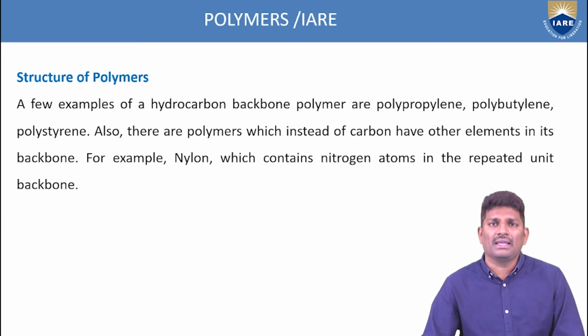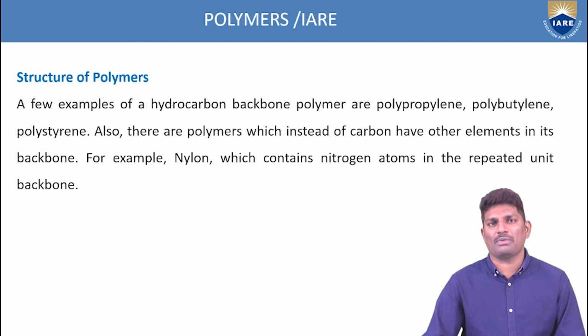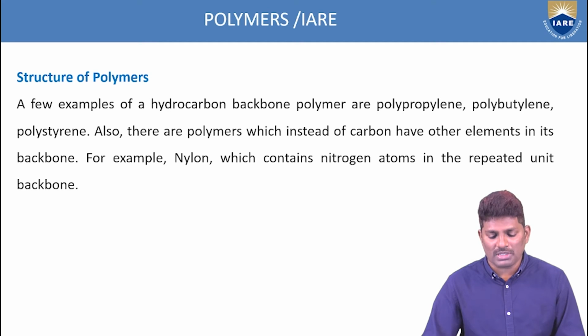If you consider examples of hydrocarbon backbone polymers, they are polypropylene, polybutylene and polystyrene. These are three of the most common examples of the hydrocarbon backbone. Also, there are polymers which, instead of carbon, have another element in their backbone.